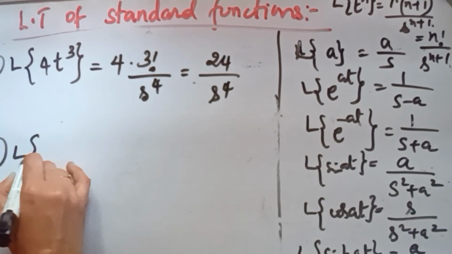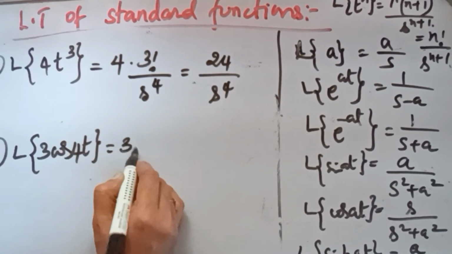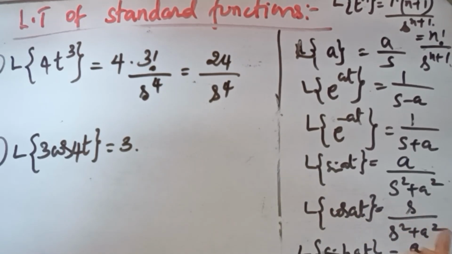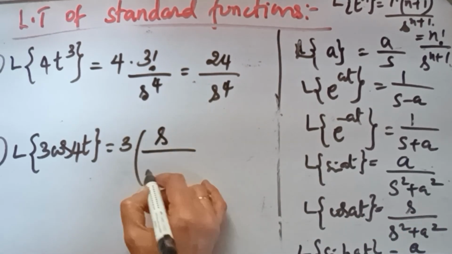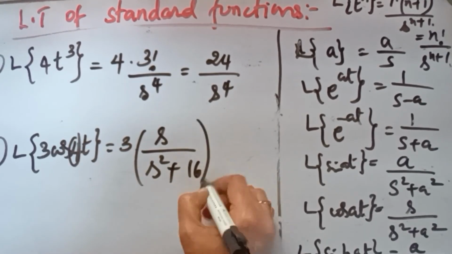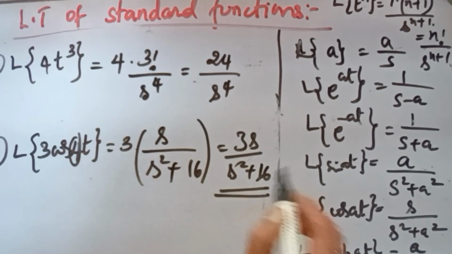Next, Laplace transform of 3 cos 4t. 3 is a constant, take it outside. Cos 4t. So what is the Laplace transform of cos at? S by s square plus a square. So s divided by s square plus a is 4, 4 square is 16. So this is 3s by s square plus 16.